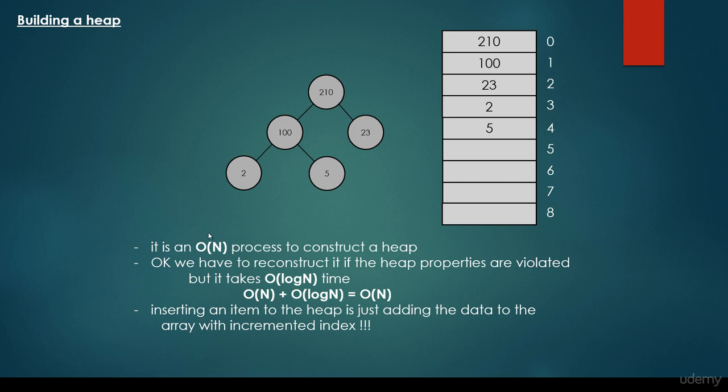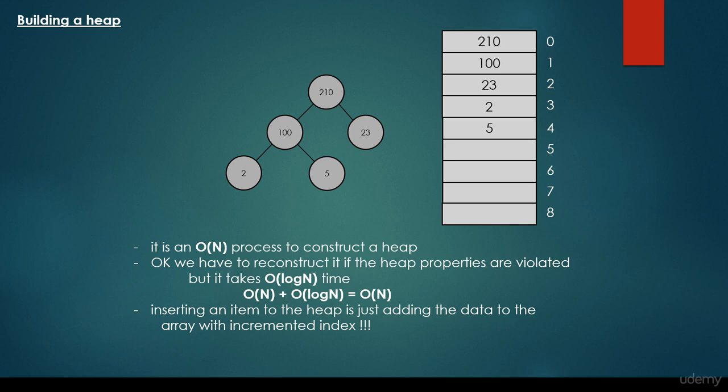And let's take a look at the running times. It takes O(n), so linear time complexity, to construct a heap. Why? Maybe we have to reconstruct the array if the heap properties are violated, but it takes O(log n), so logarithmic time complexity, because, as you may recall, when the 210 was here, we just have to swap it with the parent, then swap it with the parent. So we don't have to bother about half of the tree, so that's why it will have a logarithmic running time. So O(n) plus logarithmic time complexity is equal to O(n), linear time complexity.